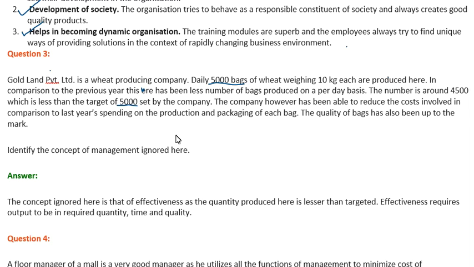Quality of bag has also been up to the mark. So here, which concept of management is being ignored? We can say there was a target of 5,000, but the company was able to produce only 4,500 bags. So the concept which is ignored here is effectiveness, because the company was not able to produce the quantity which it has decided to. And what is effectiveness? Effectiveness requires output to be in required quantity, time and quality.